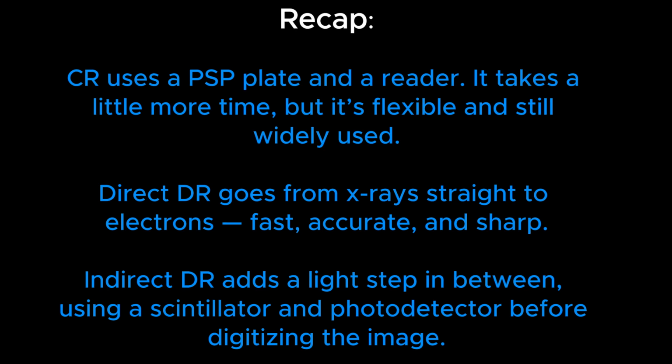And that wraps up the breakdown of CR versus DR, plus the differences between direct and indirect DR. So let's recap real quick. CR uses a PSP plate and a reader. It takes a little more time, but it's flexible and still widely used. Direct DR goes from X-rays straight to electrons. It's fast, accurate, and it's sharp. Indirect DR adds a light step in between, using a scintillator and a photodetector before digitizing the image. Each system has its strength, and as a rad tech, understanding how they work helps you troubleshoot, optimize image quality, and keep patients safe.